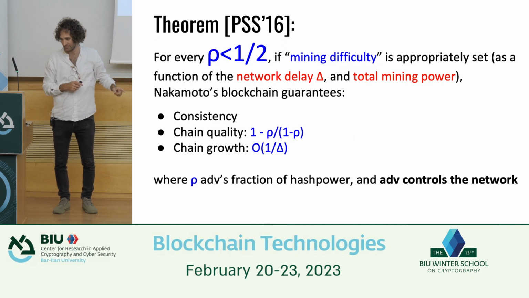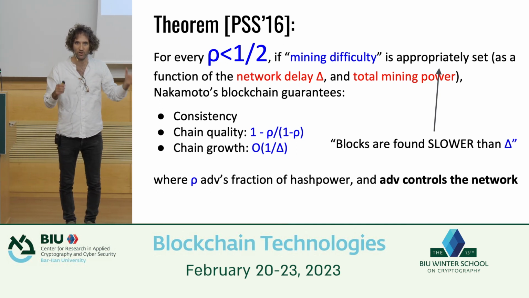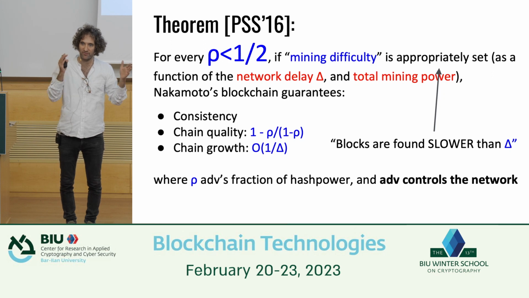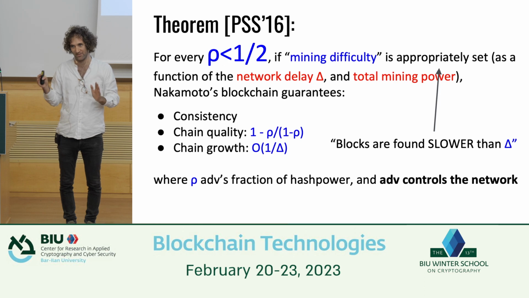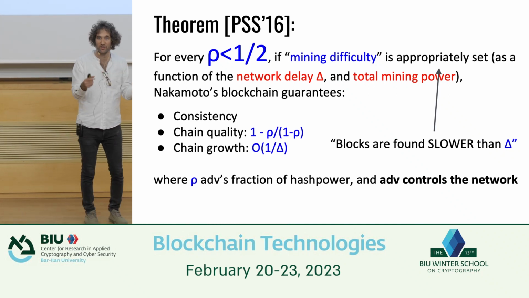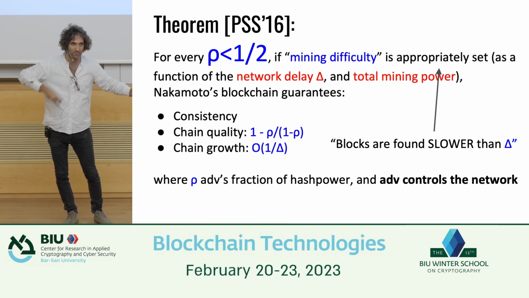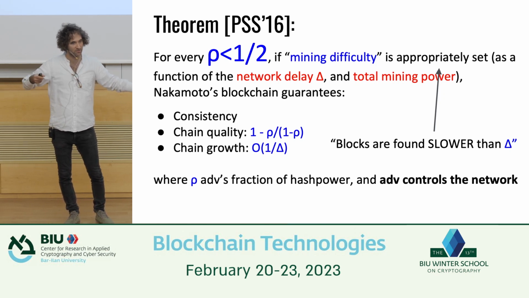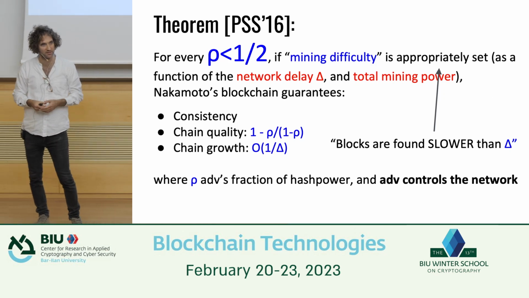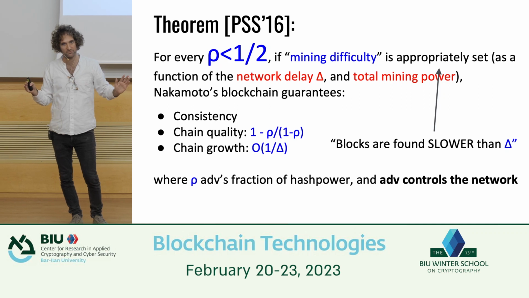So what does it mean to be set correctly here? What it means to be set correctly is that blocks, in essence, need to be found slower than delta, where delta is a bound on the network latency. So I need to make sure that this difficulty D, the number of zeros you need to get in the beginning, is set so that blocks are found slower than 10 seconds. Much slower than 10 seconds, on average, yeah.